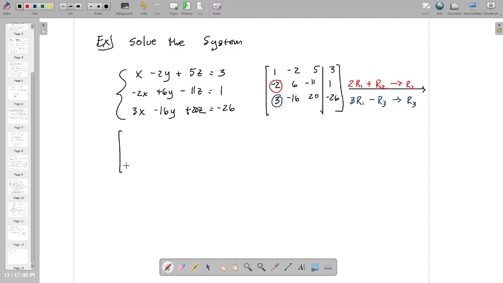So our matrix will come out to be 1, negative 2, 5, and 3, because I didn't change my first row. Now I'm changing my second row. So 2 times 1 is 2. 2 plus negative 2 is 0. 2 times negative 2 is negative 4. Negative 4 plus 6 is 2. 2 times 5 is 10. 10 plus negative 11 is negative 1. 2 times 3 is 6. 6 plus 1 is 7.